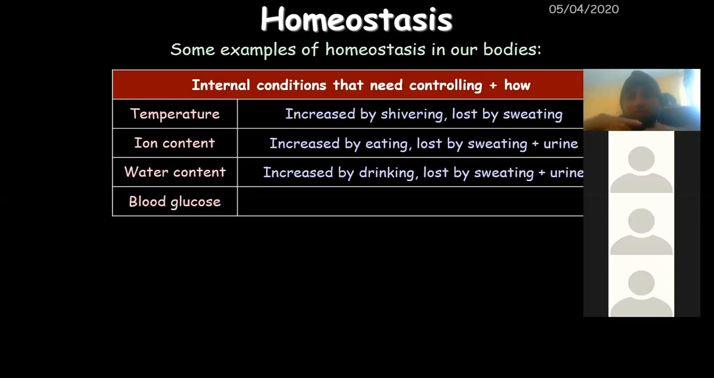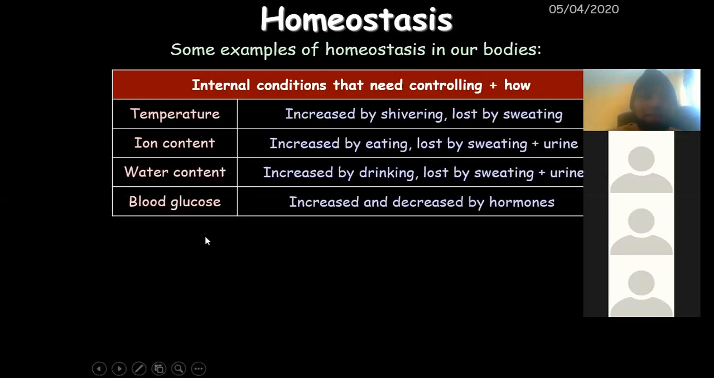Now your blood glucose, if it goes too high, needs to be controlled. And that's controlled by something called insulin. Your body releases insulin and it makes your blood glucose go down because it turns the glucose into something else called glycogen, which we'll talk about later. But hormones, basically. Insulin is an example of a hormone. If your body releases insulin, your blood glucose goes down.